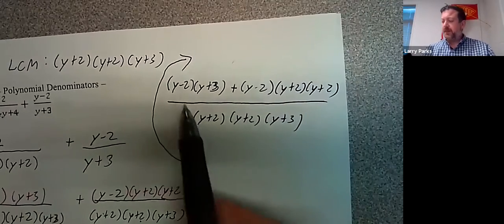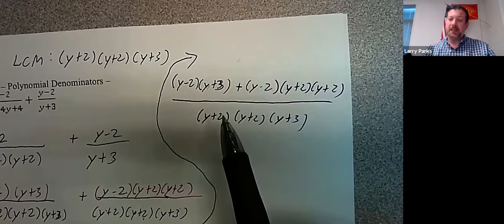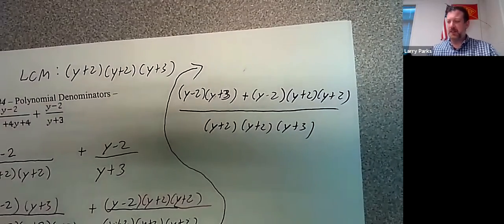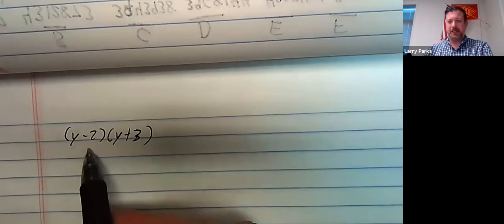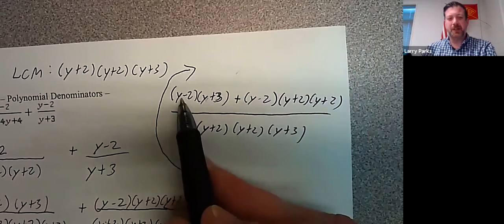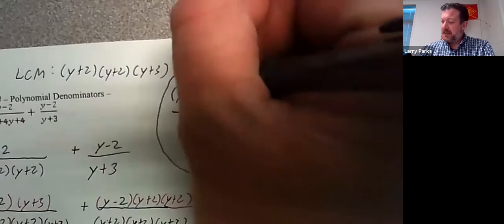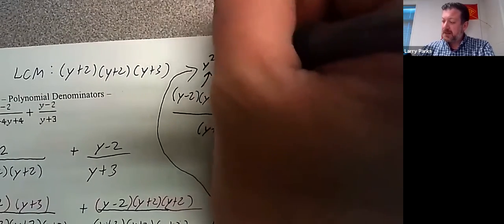All right. From here, I need to distribute this and distribute all 3 of those. That's going to be some work. I might do that on a separate piece of paper. So first, I need to take y minus 2 times y plus 3. If I distribute this, I get y squared, 3y, minus 2y minus 6. This makes y squared plus y minus 6.